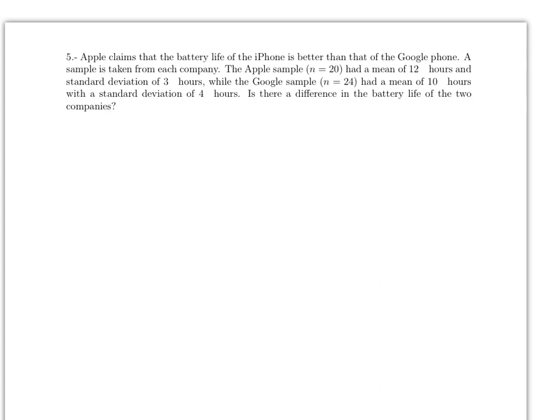Okay, question number 5. This is from section 9.1. Here you're going to test to say if there is a difference between two means. Here we have x1 bar equals 12, s1 equals 3, x2 bar is equal to 10, s2 is equal to 4, n1 is equal to 20, and n2 is equal to 24.